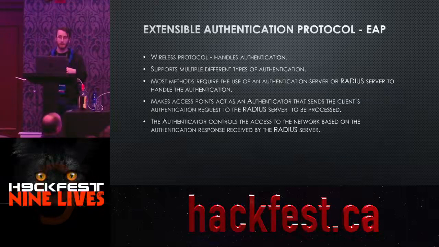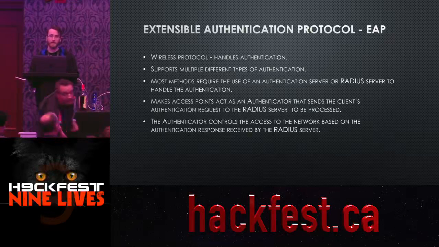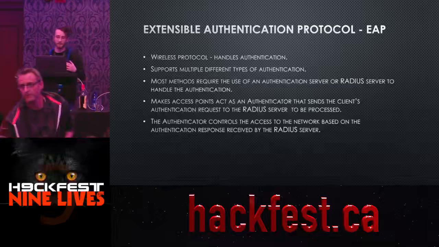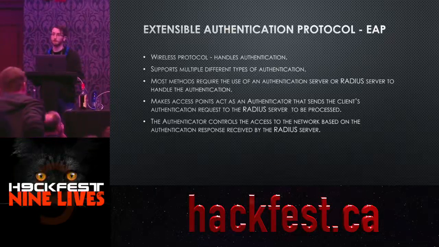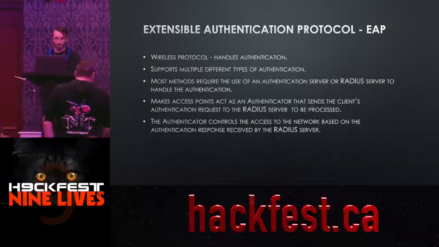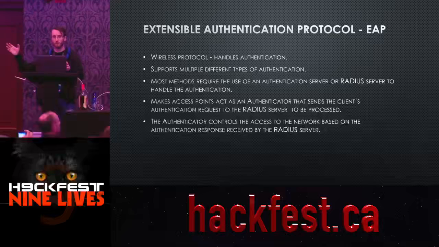Once this is all done, the next step is authentication. EAP packets occur, which is the Extensible Authentication Protocol. Like I said, it handles authentication. There are many different types of authentication that it supports, ranging from credentials to tokens to TLS certificates. Most of these methods require a RADIUS server, which handles the authentication for the access point. This makes the access point, in turn, act as an authenticator, which is basically like a man-in-the-middle device. When a client sends a request, it takes that authentication information, those EAP packets, and sends them to the RADIUS server.